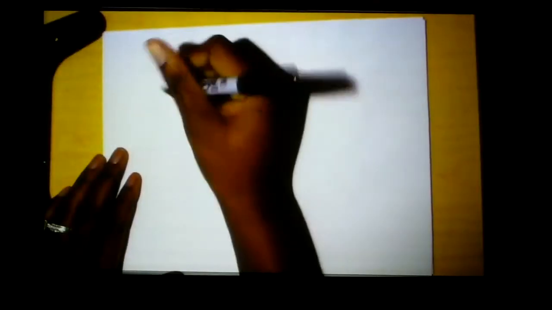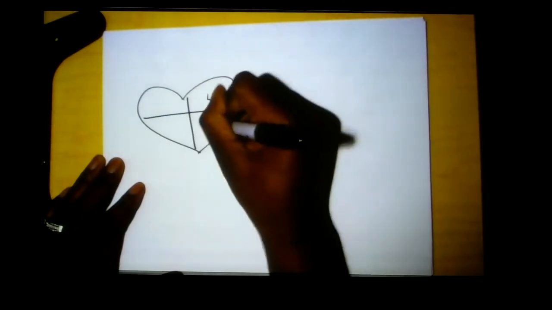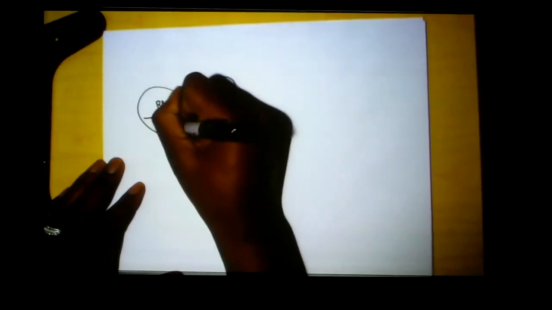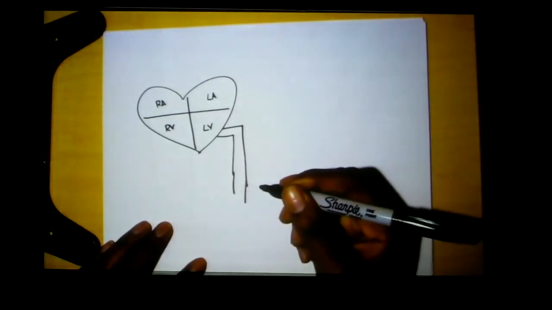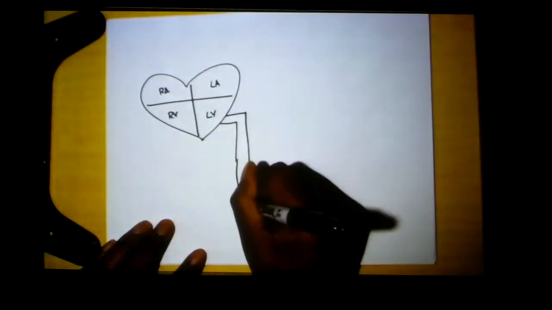All right, let's sort of illustrate that and clear that up a little bit. Okay, so we're starting with the heart in the middle. Let's label our chambers: left atrium, left ventricle, right atrium, right ventricle. And we know that the aorta, the main elastic vessel in the heart, leaves on the left side, left ventricle. Right, it's gonna go down to the body.